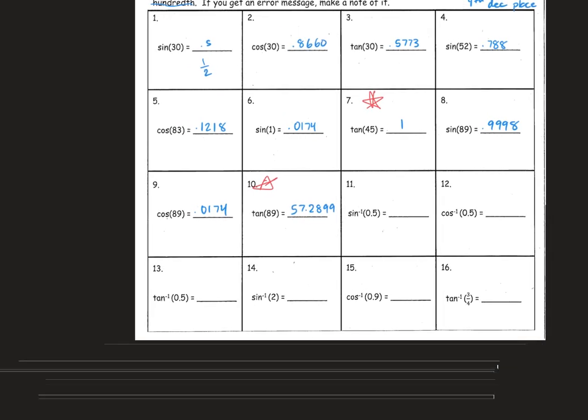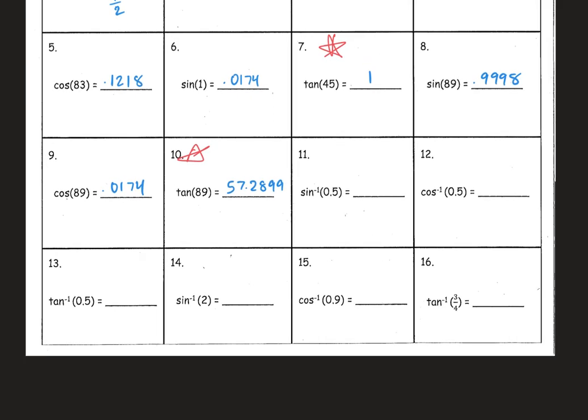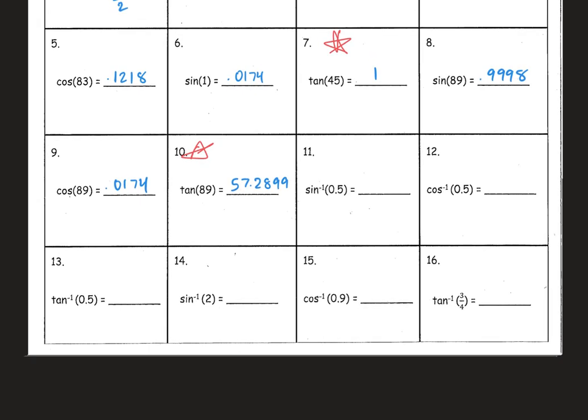Now, I may have lied to you earlier when I said we were going to get to the -1 later. Now is later. So here we go. This notation is called inverse. So you read this as the inverse of sine 0.5. Or the inverse of sine of a half. The inverse of cosine of 0.5.